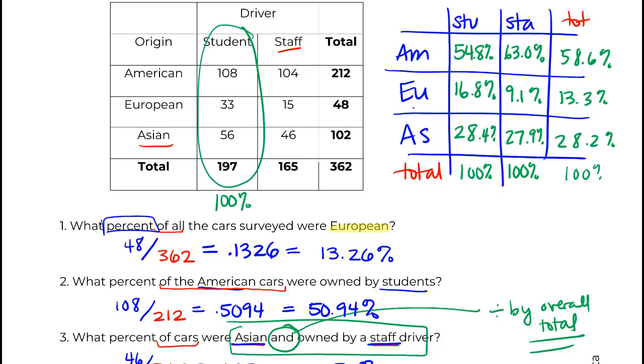A question I could ask you after seeing a table like this is basically the same question we asked with the gender and major. Is there a relationship between the type of driver and what car they're going to have? For this one, my answer is yes, because if you look especially at the American and European cars, it appears that students are more likely to drive European cars and staff are more likely to drive American cars than the other group. Asian cars seem to have a similar breakdown, but those two look like they're a difference.